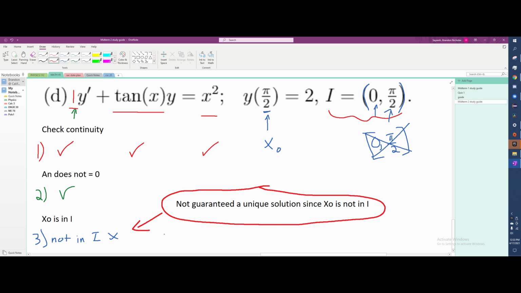You can point an arrow to this. X naught is more written like this as well.